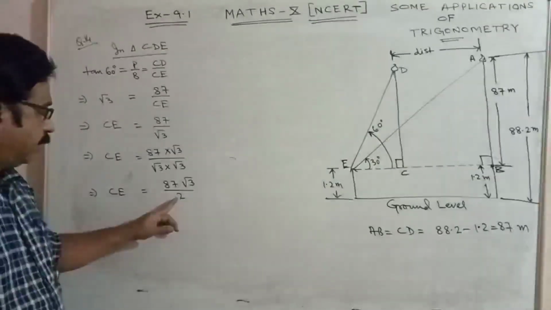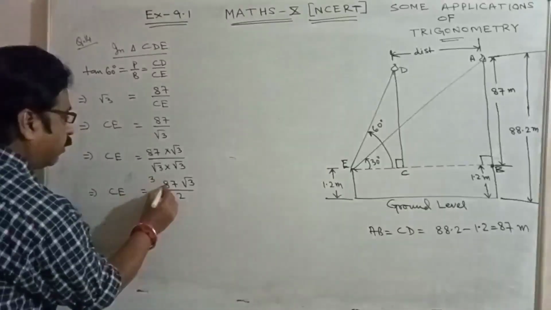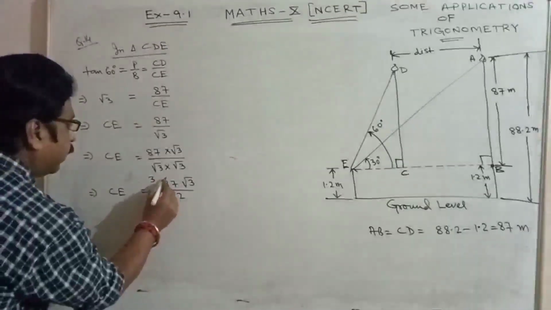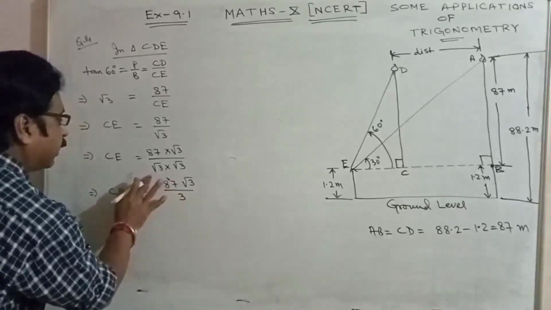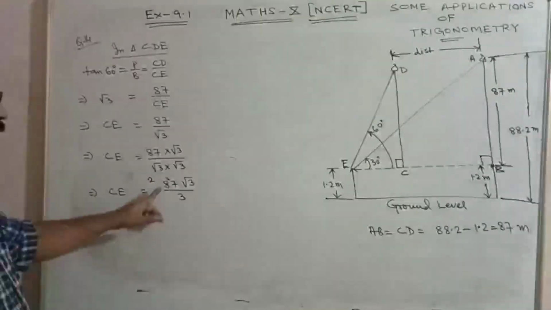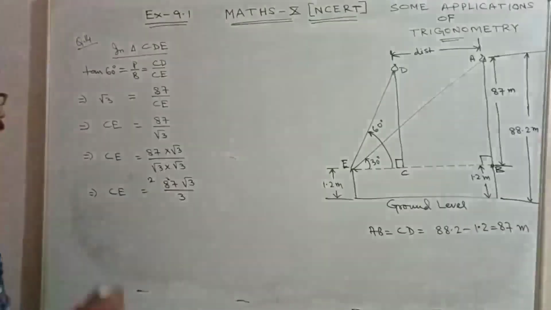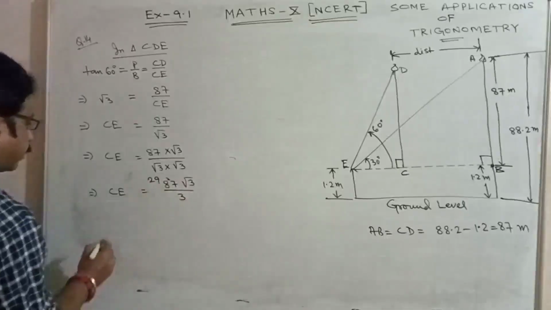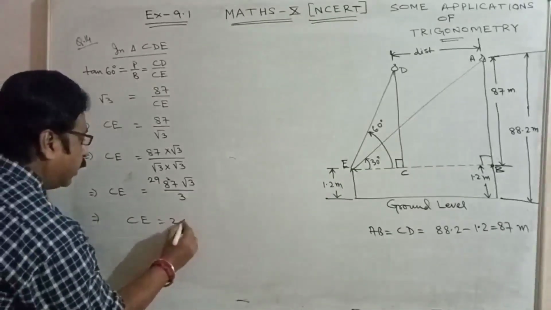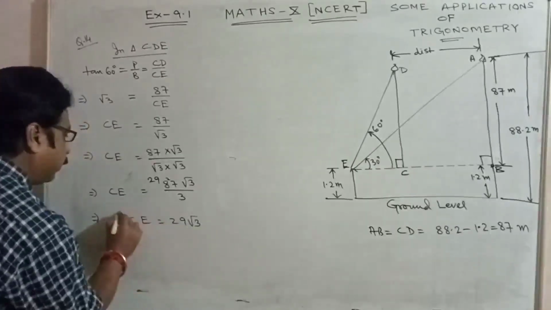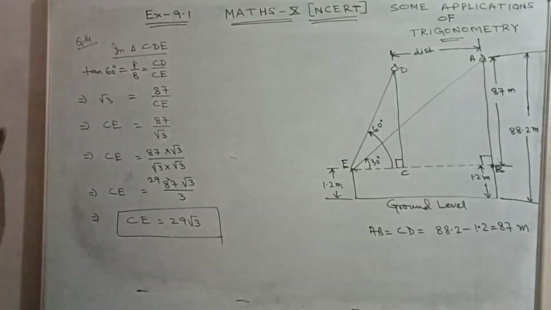If we cut 2, 3 is 6. From 8, 6 is gone, 2 is left. It will be 27. 3, 9 is 27. Now, CE will be 29 root 3. This we got.